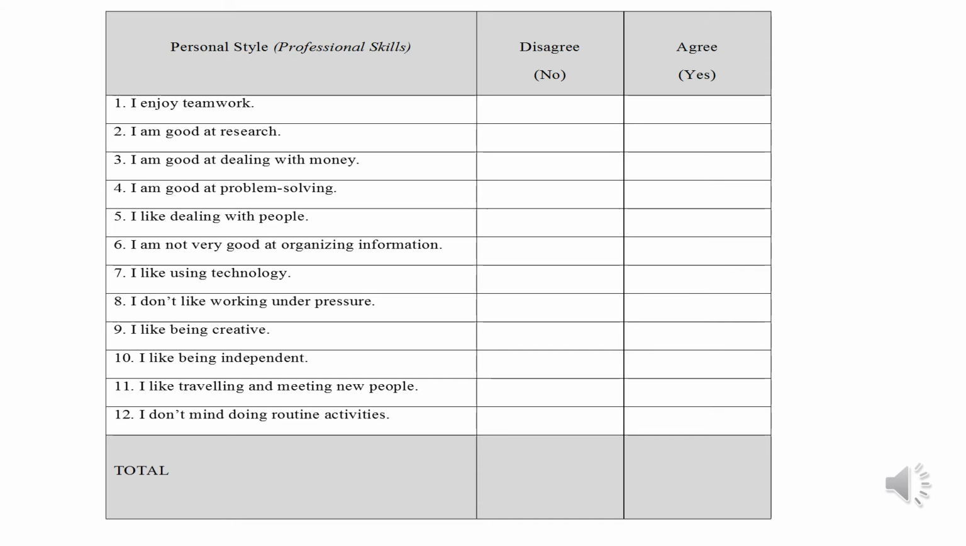I like dealing with people. I'm not very good at organizing information. I like using technology, and so on to the end of this list. Now we will use these 12 points to write a paragraph.